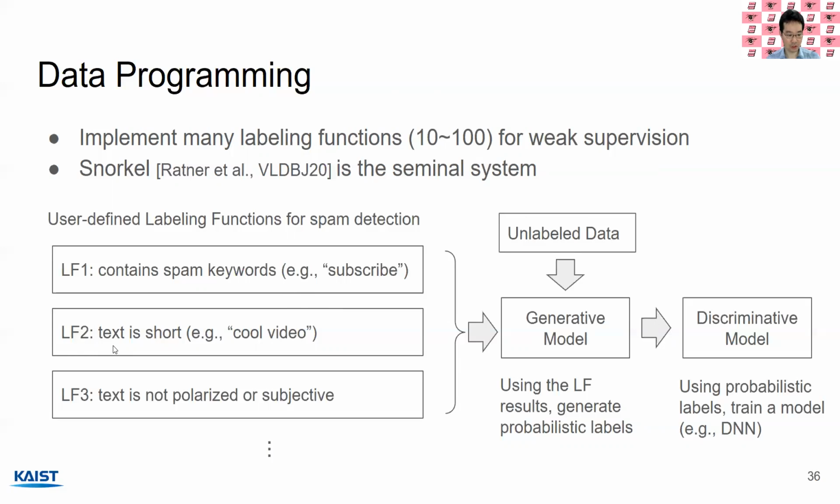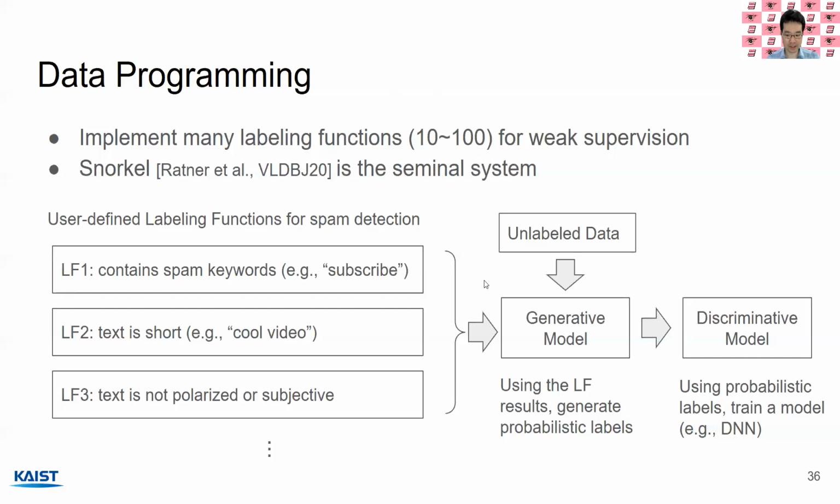Labeling function 2 checks if the text is too short. And the intuition is that short text is an indicator of spam. And labeling function 3 checks if the text is not polarized or subjective. And again, this is a good signal for determining spam. And there can be other labeling functions as well.